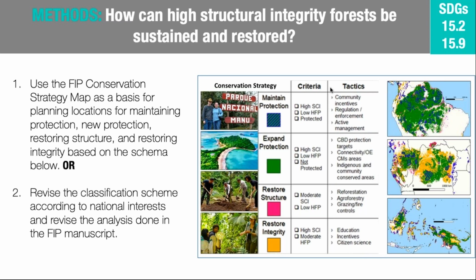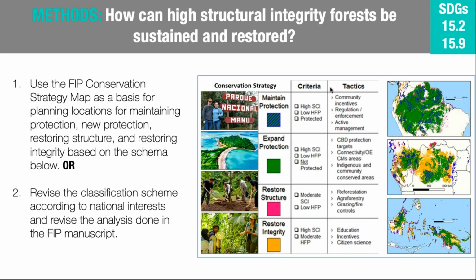The third strategy is aimed at trying to grow forests of higher structural condition. This would be focused on locations that have moderate levels of structure currently and low human footprint. And so reforestation becomes a tactic of interest here, agroforestry, and then managing fire and grazing to favor forest regrowth.